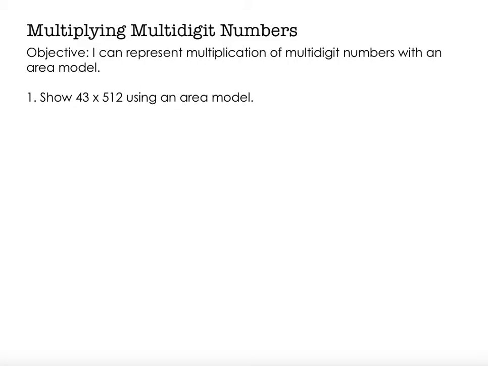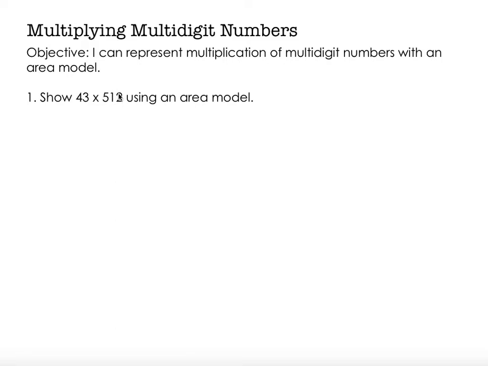So again, the area model is a stepping stone to getting us to the standard algorithm, but we want to see this because it helps us understand and grasp the concept of what it is that we're doing when we use the standard algorithm. So this problem says show 43 times 512 using an area model. When I showed you an area model before, we broke each of the digits down into their place value. So I had a tens place and a ones place, a hundreds place, a tens place, and a ones place.